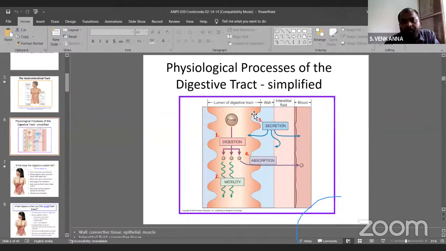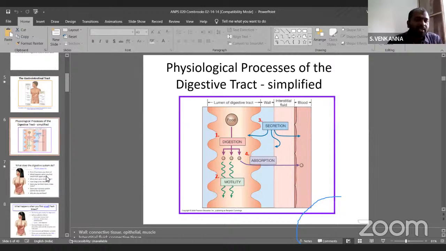This is the wall. This is the lumen of the digestive tract. The second column is the intestinal fluid. See, these are the intestinal fluids. This is the blood. Blood is the transportation of the absorbed material to reach the internal cells and organs. So blood is the transportation vehicle.